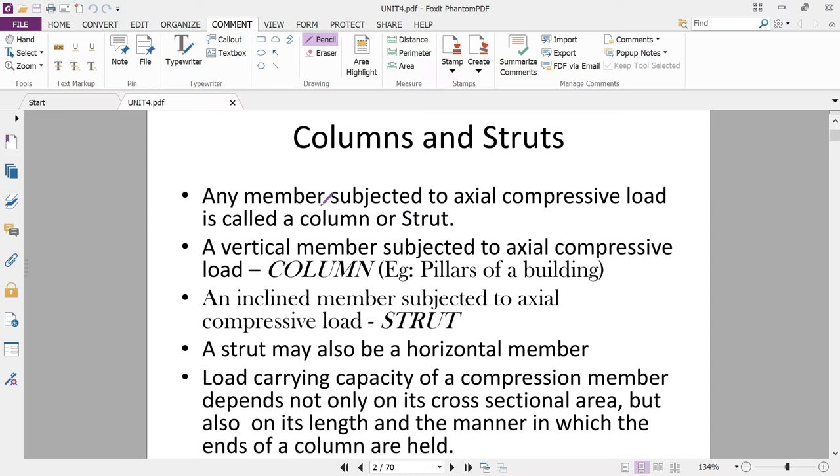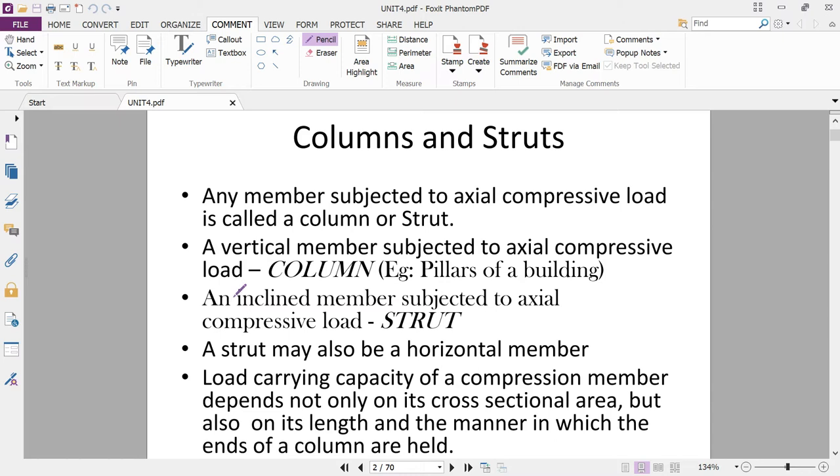In structural geometry, the term strut is mainly used in steel structures, because in a steel structure the column is not called a column, it is called a strut. Any member in a steel structure which carries compressive loads is called a strut. Second, a vertical member subjected to axial compressive load is a column, for example the pillar of a building. This is the best example.